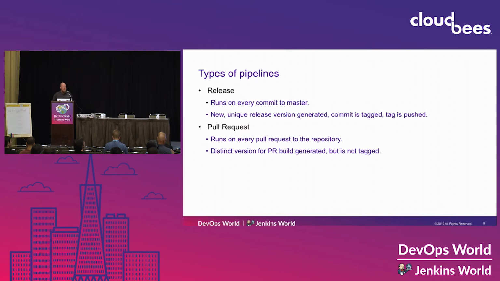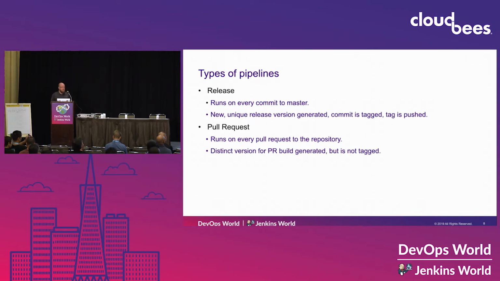There are two main types of pipelines in Jenkins X. Release and pull request. There's also feature, but no one's really sure what to do with that one. I've never actually found a reason to use it, but if you've got long-running feature branches, it may be of use to you. But I'm just going to use these two examples here. The release pipeline runs on every commit to master. A new unique release version is generated. The commit is tagged. The tag is pushed back to the origin repository so that you can reproduce it, see what was built, et cetera.